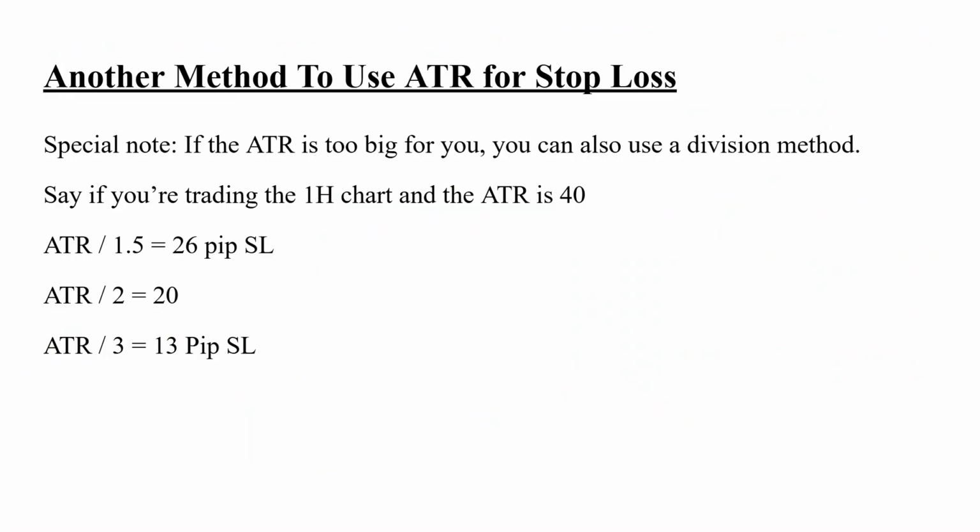Now, another method you can use for stop loss, if it's too big for you, you can use the division method to make it smaller. So let's say if a person's trading the 1 hour chart and the ATR is 40 pips, okay, but you think that's a little too large, then you could just divide it in half, like 26 pips, or, the ATR divided by 1.5 times 2 will be a 20 pip stop loss, or by 3 will be a 13 pip stop loss, either way.